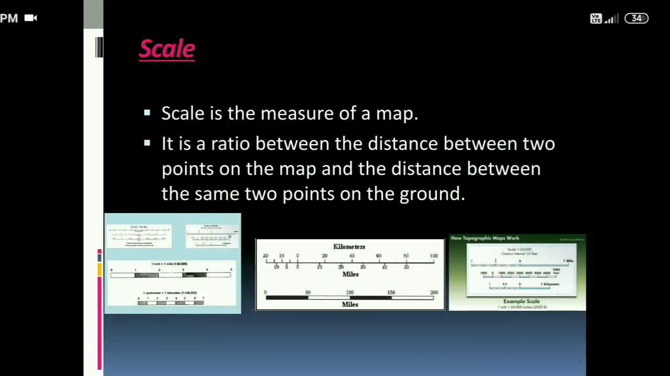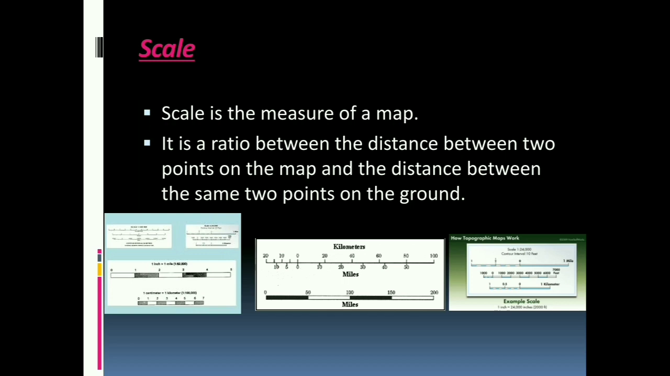Next, we come to scale. Scale is the measure of a map. It is the ratio between the distance between two points on the map and the distance between the same two points on the ground. It tells us how much distance on the map represents how much distance on the ground. Maps may be of different scales. One map may be able to show the whole world on one sheet, and another map would be showing a part of a town on a sheet of paper.